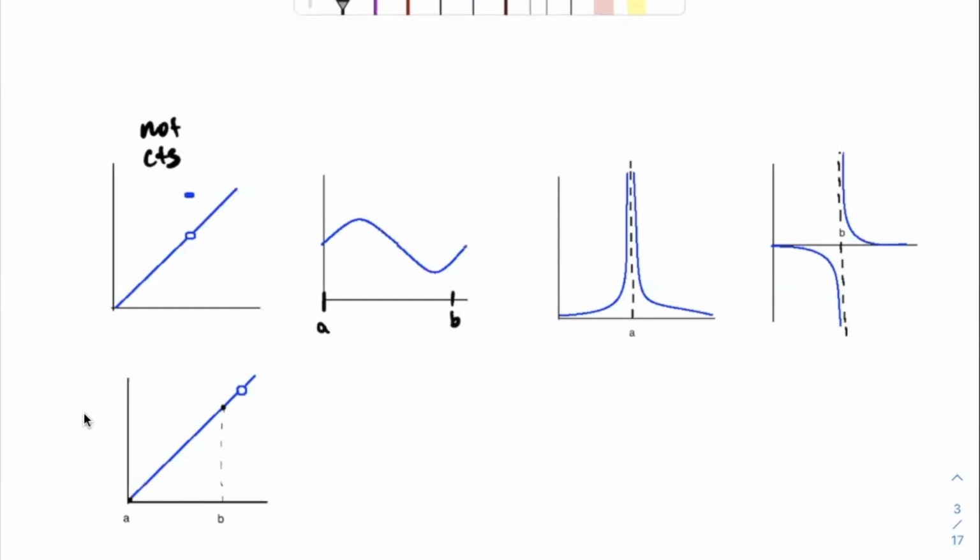It's the same deal here for the fourth one because this is going off to negative infinity from this side and infinity from this side. But again, it's not defined at B, so it can't be continuous at B.